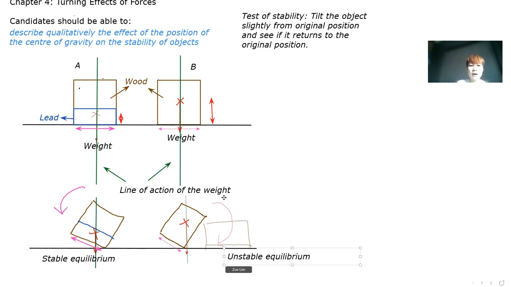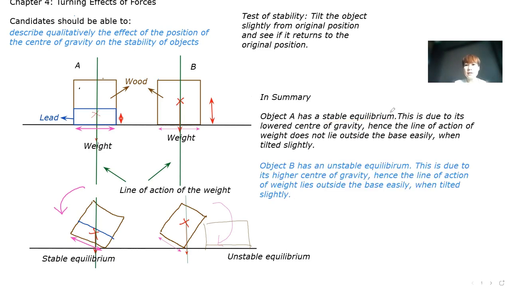All right, so let's summarize. Object A has stable equilibrium. Let me use another color. Now, this is something you need to take note of. Object A has a stable equilibrium. Why is that so? Because of the lowered center of gravity. So the lower the center of gravity, when you tilt it slightly, the line of action of weight will not lie outside the base easily. So when it does not lie outside the base easily, it can prop it back up again.